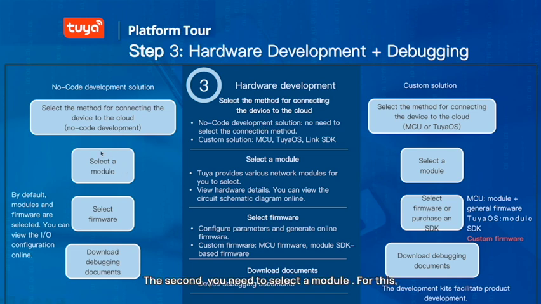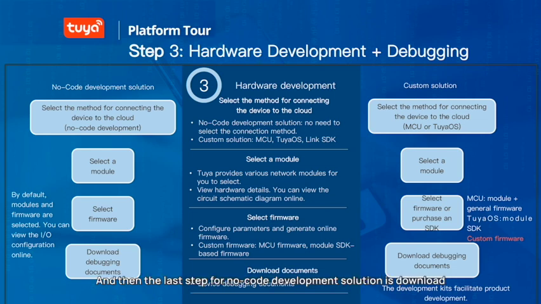The second, you need to select a module. For this, the no-code development solution and the custom solution use the same procedure. And also, we need to select the firmware. By default, modules and firmware are selected. You can view the I/O configuration online.